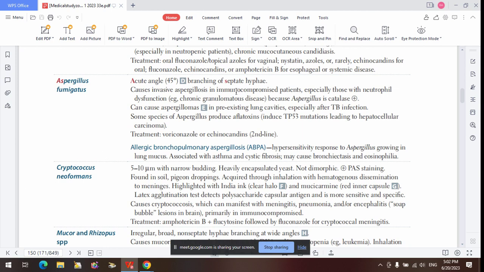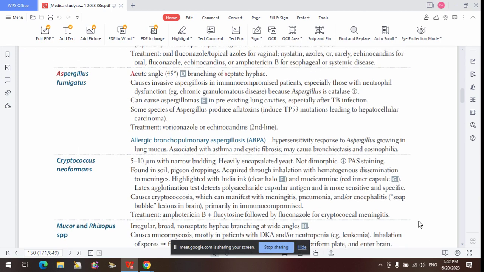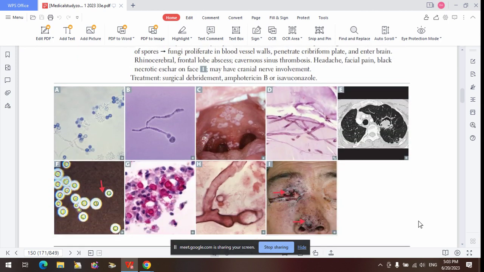What is peculiar to the hyphae of Aspergillus is that it is septated. It has branches. So it has divisions within the hyphae and it's branched at 45 degrees. Once you see that, that is Aspergillus. Very easy to spot. We've seen a question where they put that description there and we're able to figure out that it is Aspergillus. So the branch is at an acute angle.